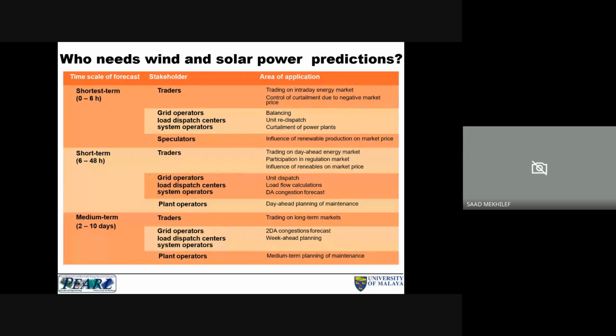These are the stakeholders interested in this. So for short terms, the traders. Here we have plant operators, grid operators, load dispatch centers, and so on. So different parties are interested in this forecasting or predictions.